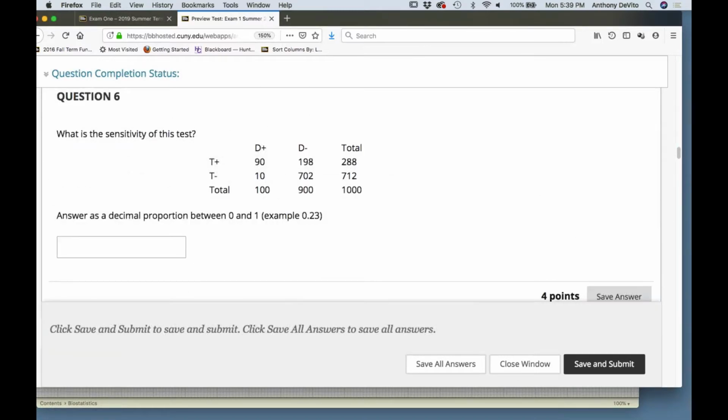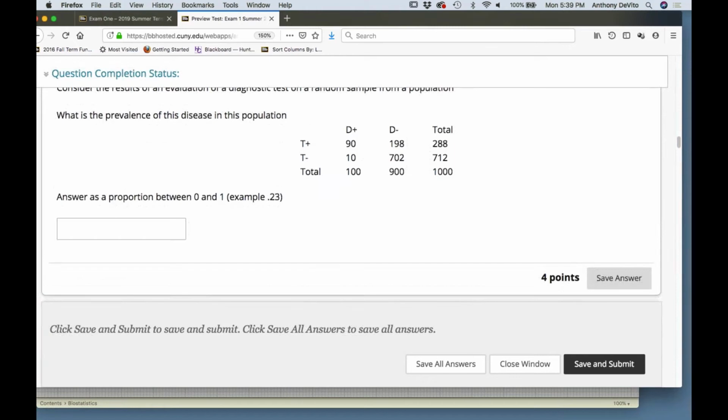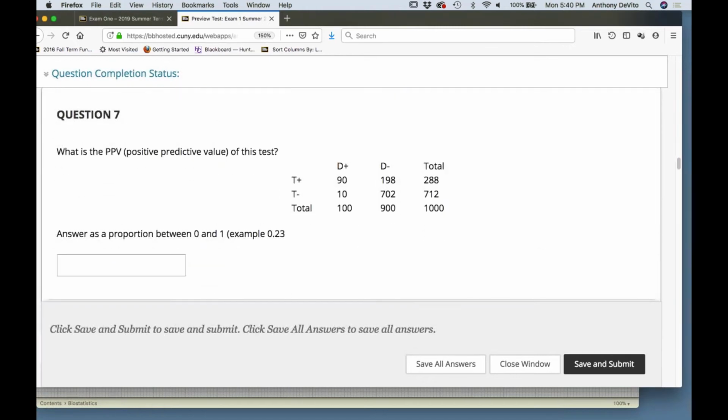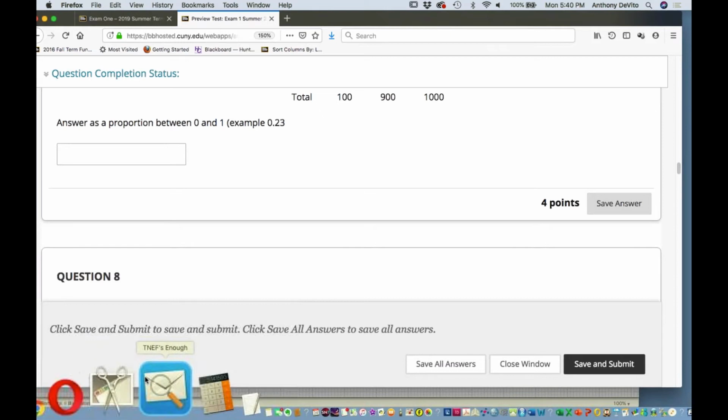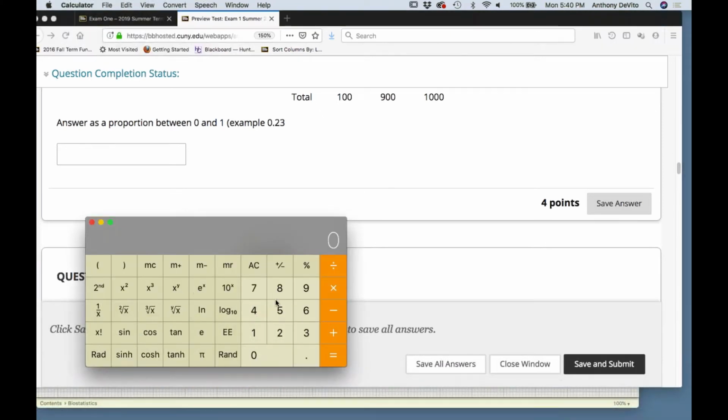So was there a question? Did I skip a question on the specificity? I guess I didn't ask it. Okay. So the specificity of this test would have been the number of people we correctly identified as not having the disease over the total number of people that don't have the disease. So the true negatives over the total number of people that are negative. So that's 702 over 900. So that would be, what would that be? 85% or something like that. What is that? Even though I didn't ask that, I just want to make sure that we understand that.